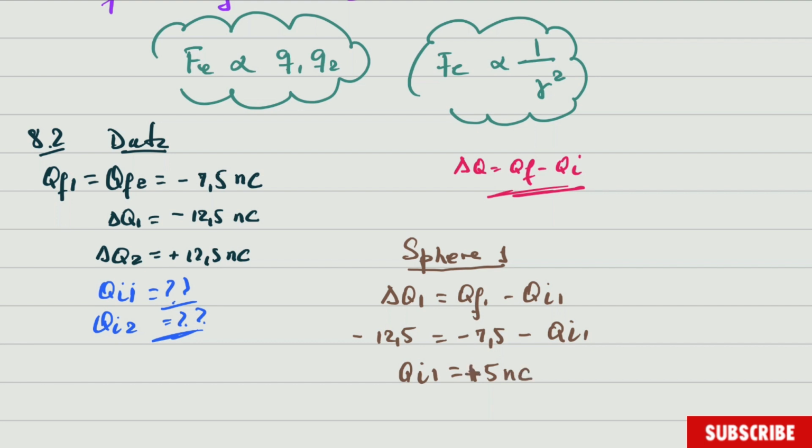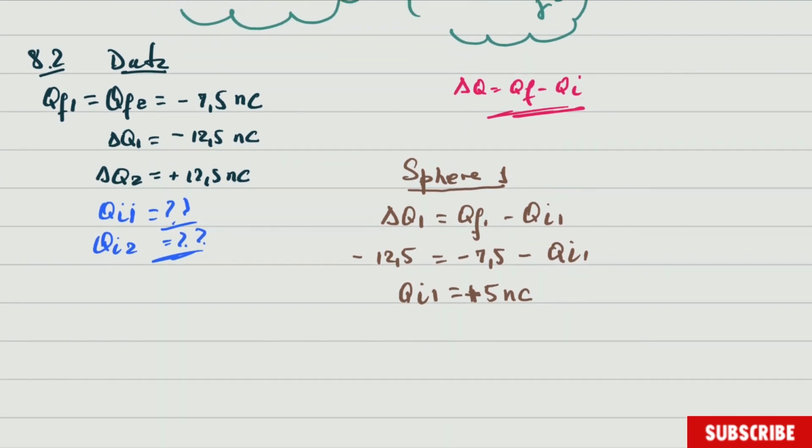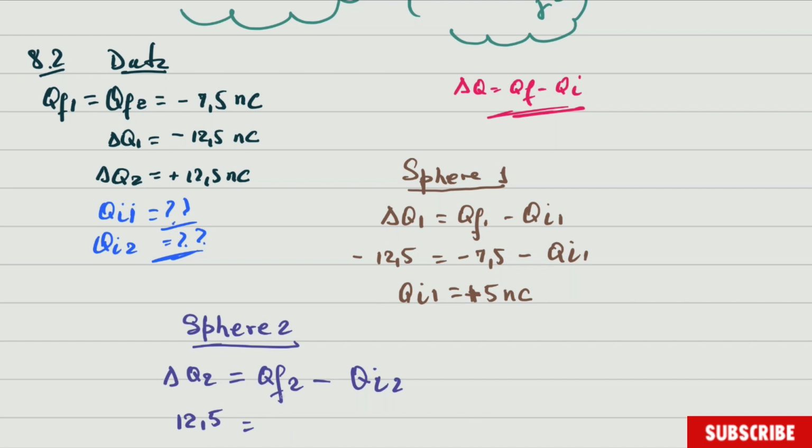Guys, this is a simple calculation. You must try to do it so you can get the same answer. So if we go now for sphere 2, it is exactly the same, just a different number. The change in the charge of sphere 2 is the final charge of sphere 2 minus the initial charge of sphere 2. And when you substitute here, you get 12.5 is equal to the final, minus 7.5, minus initial charge 2. And when you do this calculation, you get that the initial charge 2 is equal to negative 20 nanocoulomb.